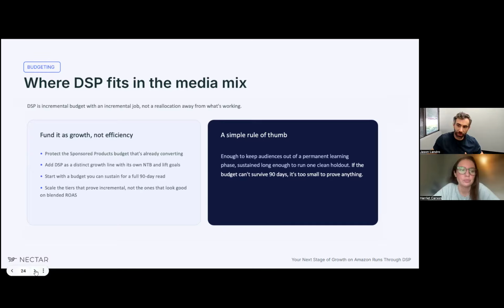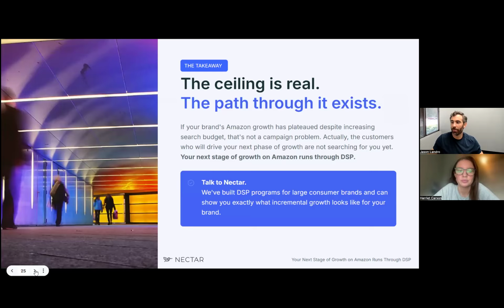We've talked about this, but in the interest of time, I'm going to skip over the media mix. I would say that it's complex. And one of the other questions we don't even have in this deck that we get a lot is, how do I get live on DSP?